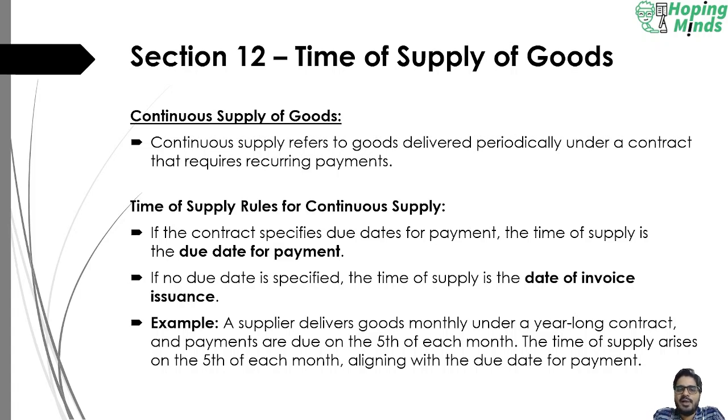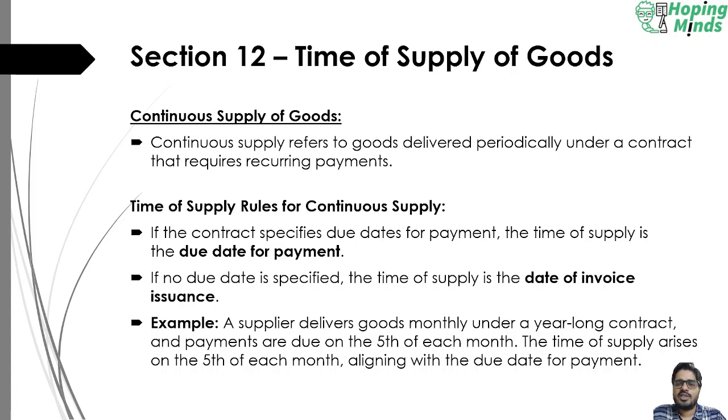For example, a supplier delivers goods monthly under a year-long contract and payments are due on 5th of each month. The time of supply arises on 5th of each month, aligning with the due date for the payment as per the contract. Here, the contract clearly specifies the due date being the 5th of each month. Hence, the time of supply will be the 5th of each month.